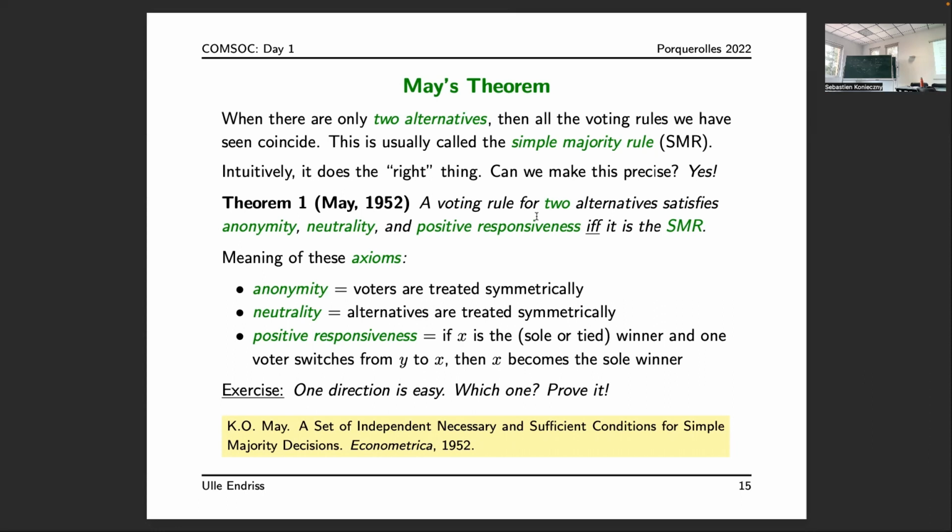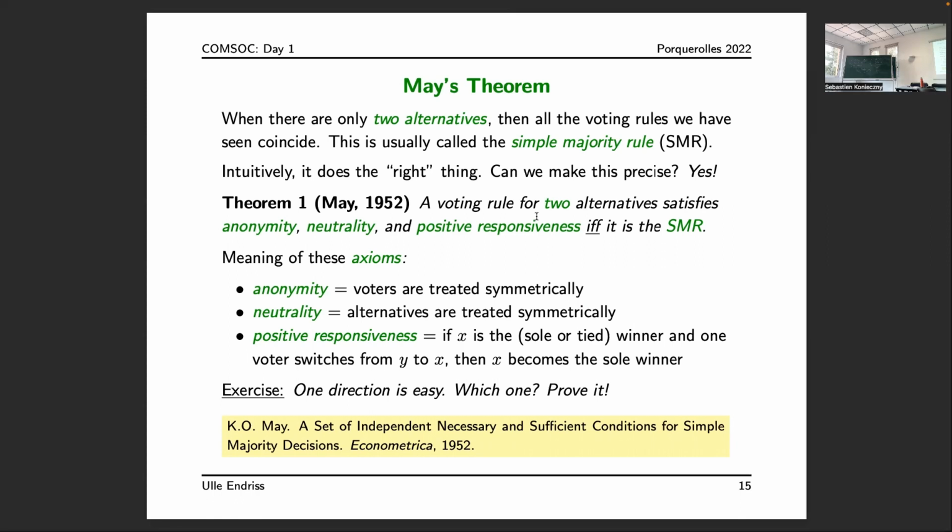And this theorem from 1952 by Kenneth May says that if we're in the context of two alternatives and any number of voters, if you want a rule that is anonymous, treats all the voters the same, neutral, treats all the alternatives the same, and positively responsive, rewarding additional support, then we must use the simple majority rule. The simple majority rule has these properties, and it's the only rule in the universe that has these properties.